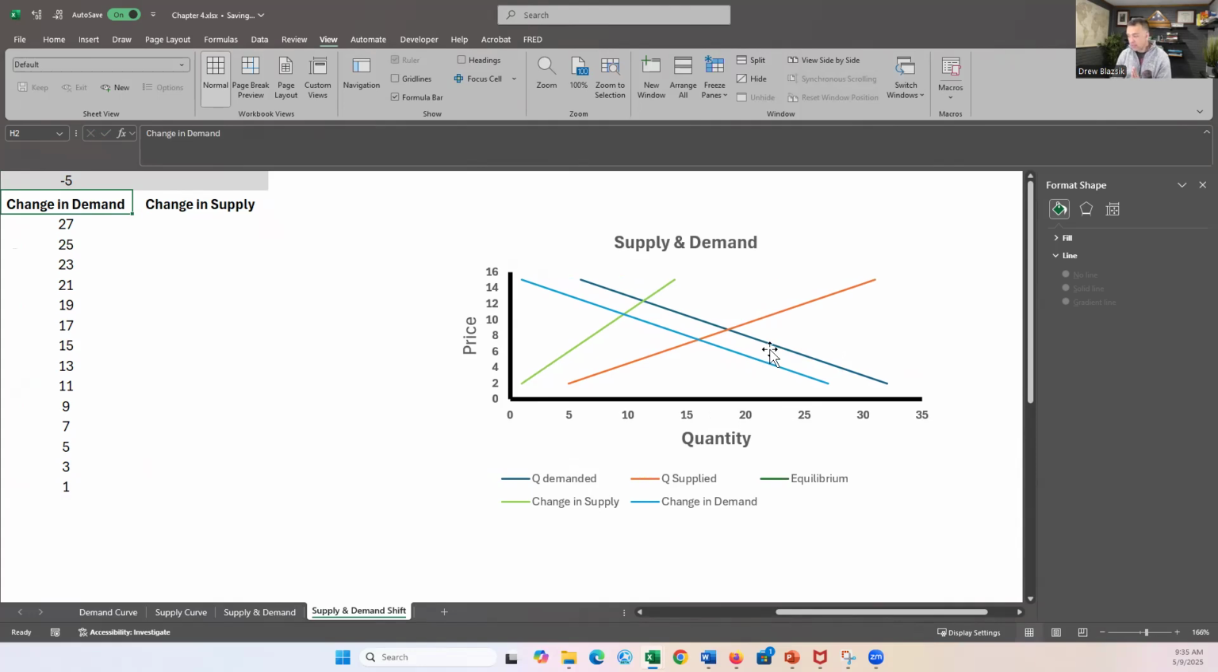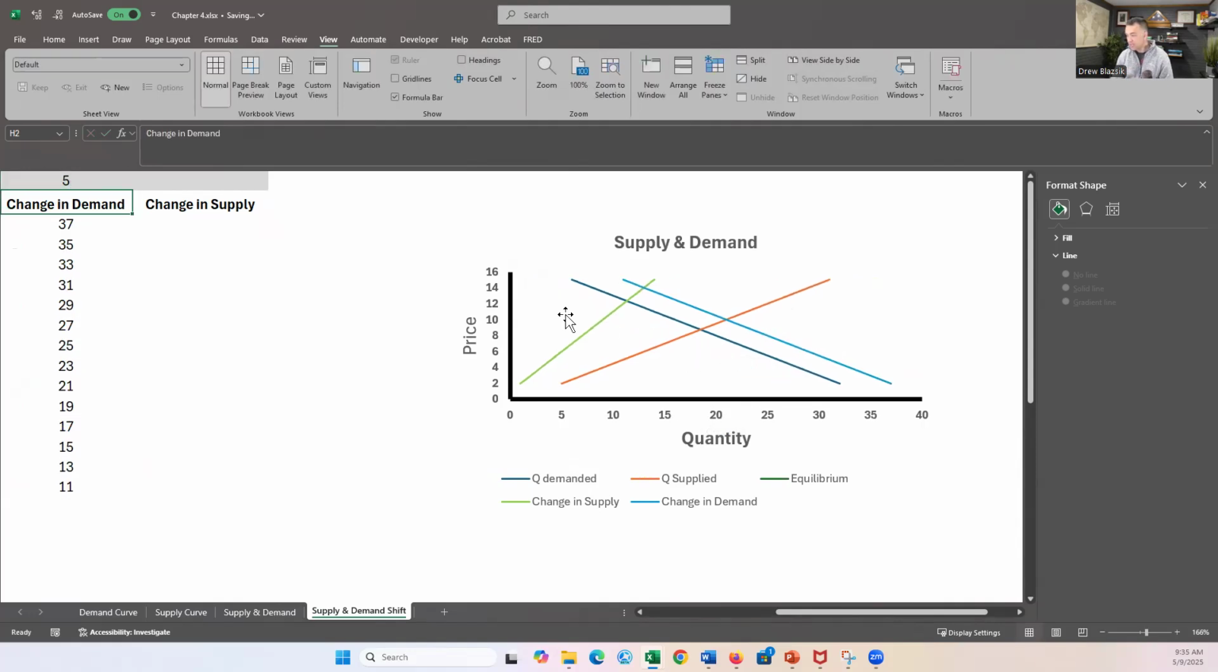Let's review this real quick. If it shifts to the left, this is our equilibrium. This is our new equilibrium. Ignore that green. I don't know how to get rid of it. Look what happens. The price goes down if it shifts to the left and quantity goes down. Look what happens when we have a positive increase in demand. It shifts to the right. Price goes up and quantity goes up. That's real important. So if demand increases, it shifts to the right.